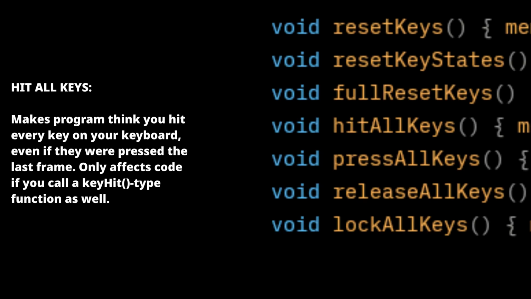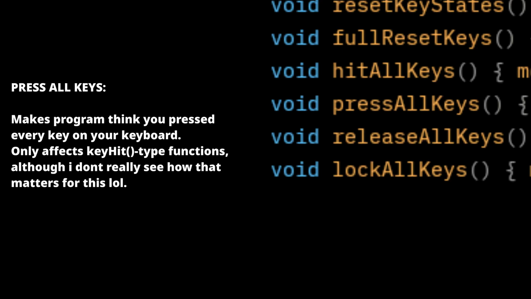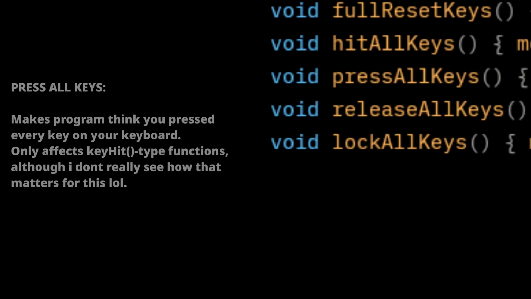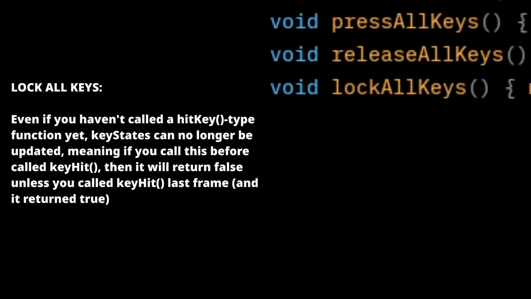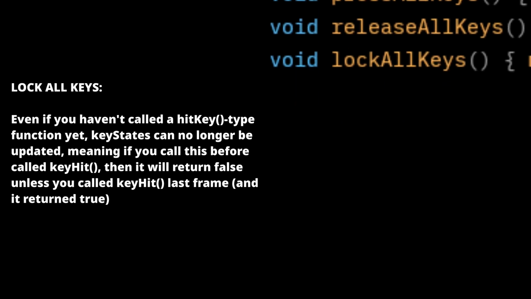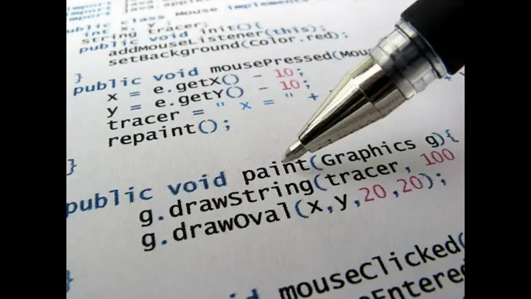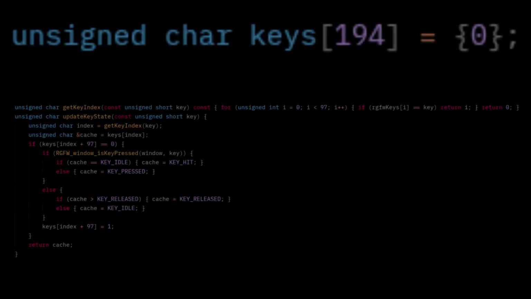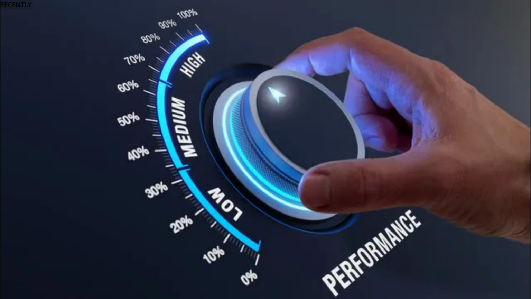Hit all keys will make the program think you just hit every single key on your keyboard that frame. Press all keys thinks that you're pressing every single key on your keyboard. Release all keys, same thing. Lock all keys makes it so that the program will not let you press any more keys through a key hit function, I believe, but key presses will still work because that is just too much overhead. And all this stuff works by changing some values that it already checks for, so it's not actually going to affect performance at all. And it's been updated to work with RGFW, which I'll talk about more in a separate video as well.